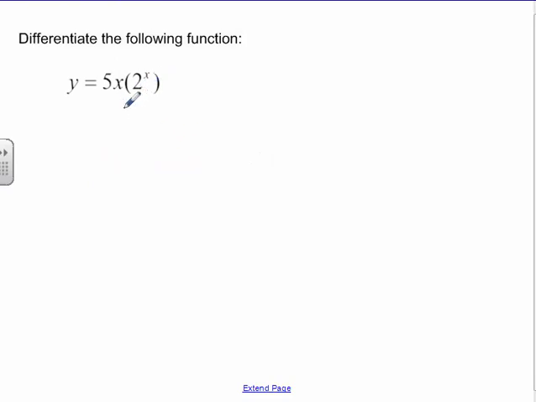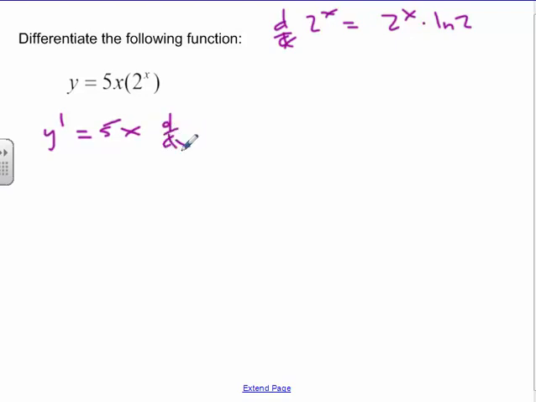Well, now we know the rule for this. When we take the derivative of 2 to the x, it's going to be itself with an extra ln 2 on the end, because that's the base. But this guy right here is a product rule. We're going to have to do this properly. So to find its derivative, we'll go first times the derivative of the second plus the second times the derivative of the first.